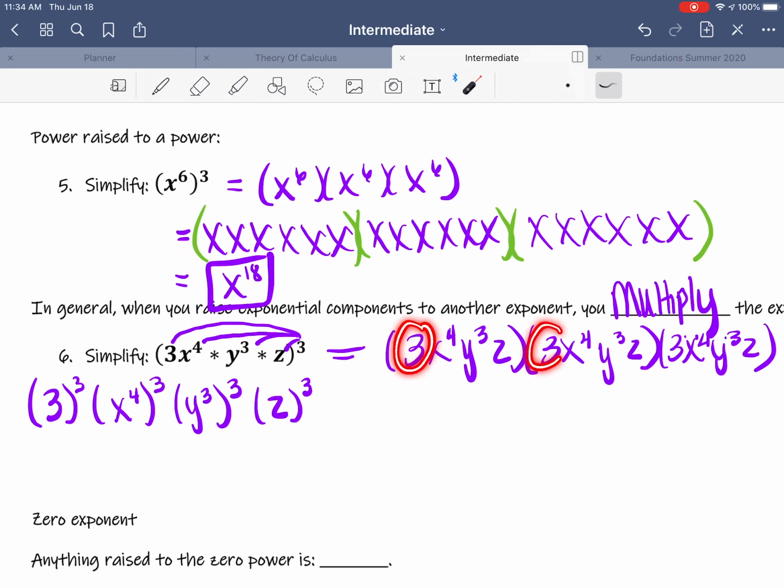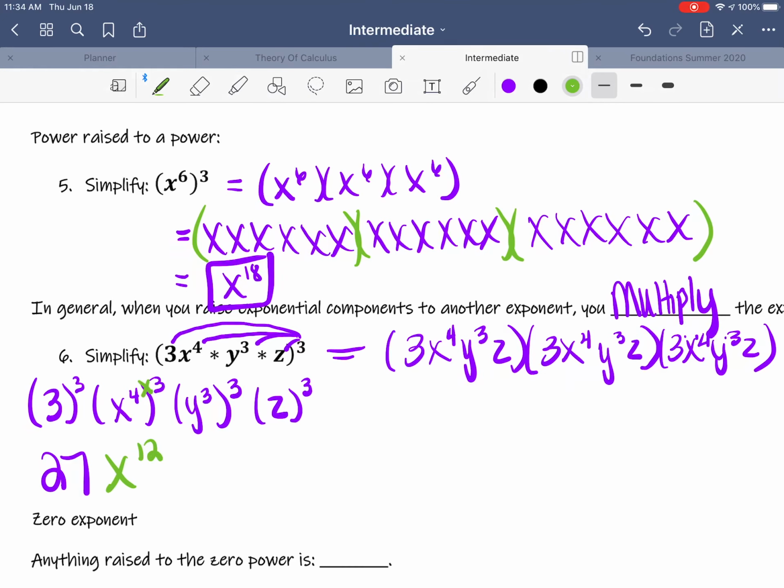Means that there's going to be 3 to the 3rd, x to the 4th to the 3rd, y to the 3rd to the 3rd. So that's why that works. And then we're going to simplify that. 3 to the 3rd means 3 times 3 times 3, which is 27.